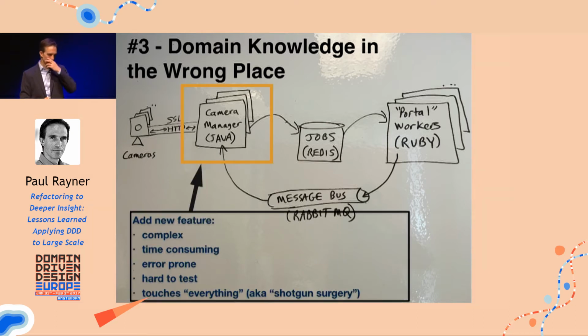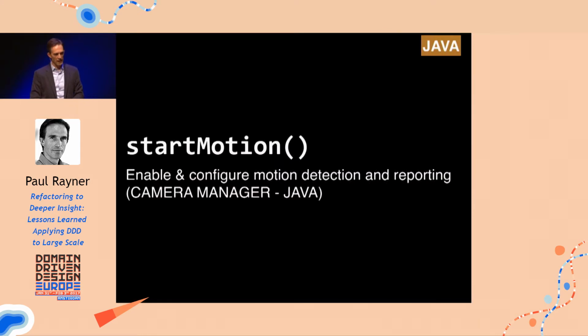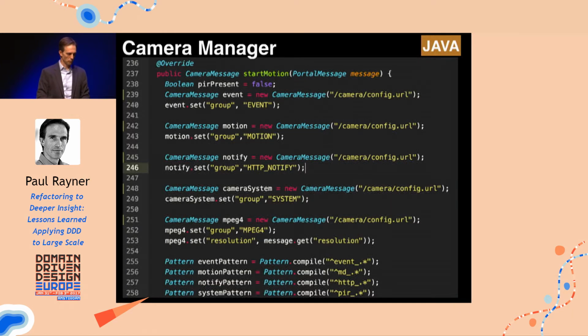So if we look at the Java side of things, what we found was anytime we wanted to add a new feature for a particular camera, like, oh, this camera needs to support pan, tilt or zoom or something like that, it took a long time because we had to deal with all these abstraction layers. It was very complex, and that code smell of shotgun surgery. You have to change a bunch of things in a whole bunch of different places to enable that. So here's an example, the start motion. So we want to be able to enable and configure motion detection and reporting on the camera manager.